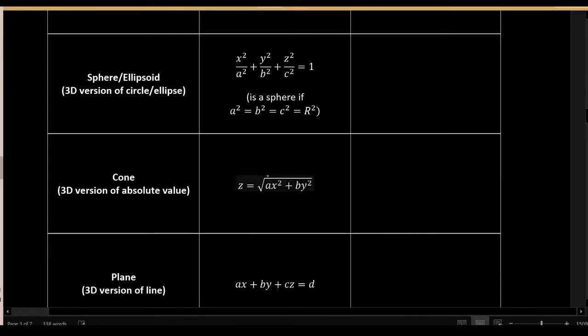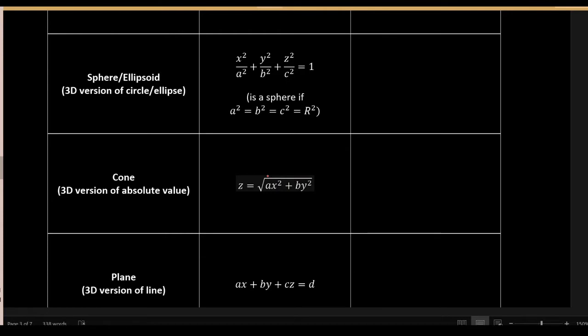The next 3D surface that you're prone to encounter is that of a sphere or an ellipsoid. It has the form x squared over some number squared plus y squared over some number squared plus z squared over some number squared equals 1. So basically the exact same as the equation of a two-dimensional ellipse, except since we're in 3 dimensions this time, we have an extra term corresponding to the extra variable z.